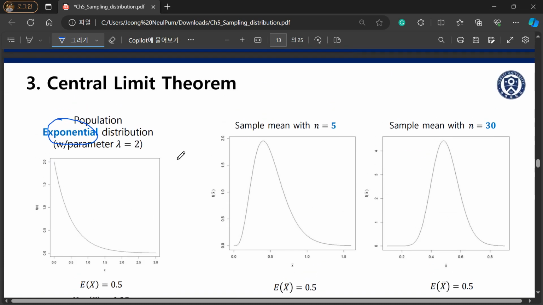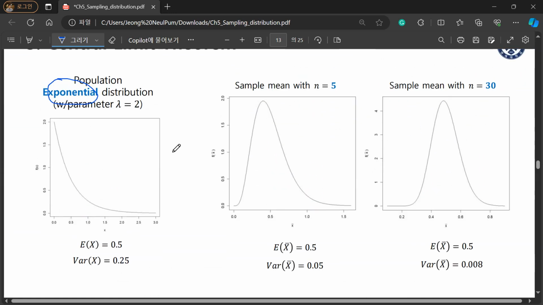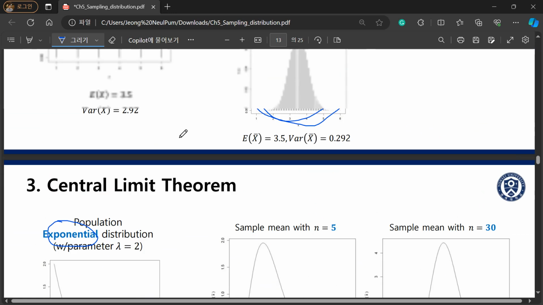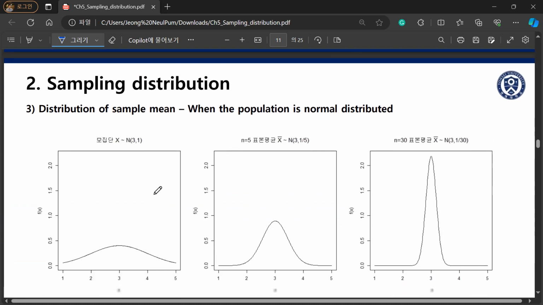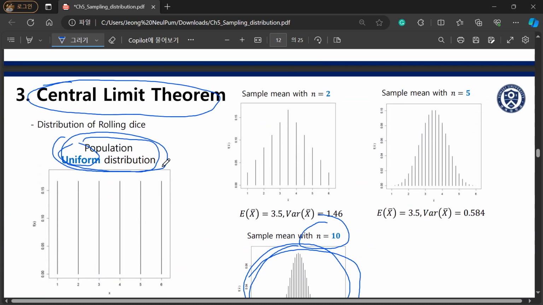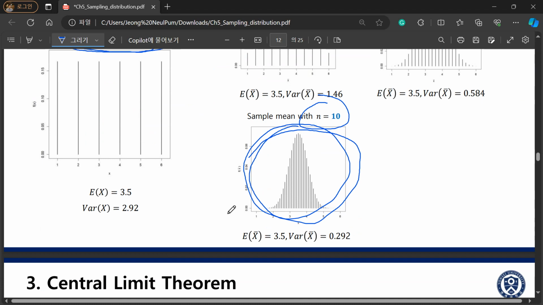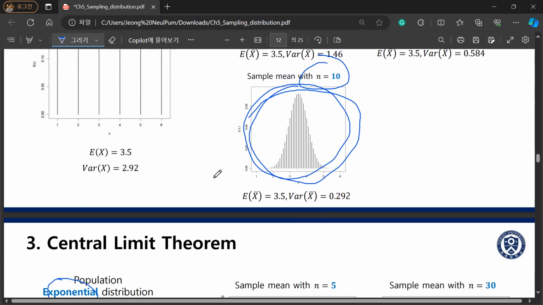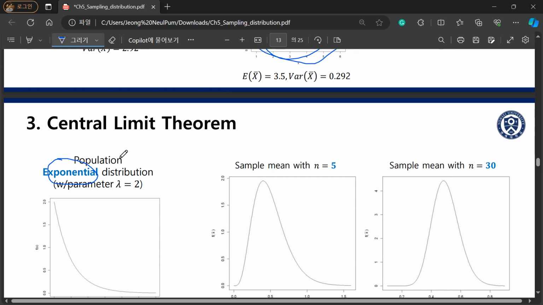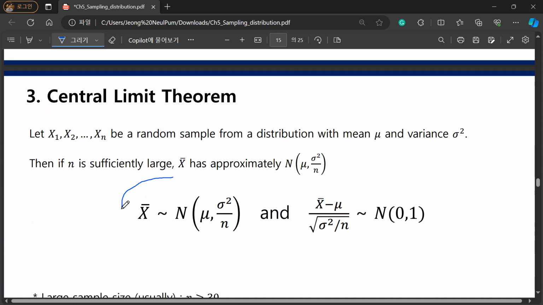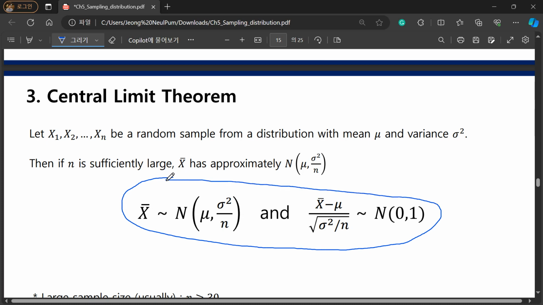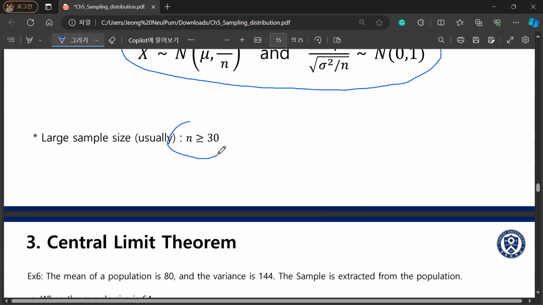Because this is just introductory statistics, what you have to do is just admit this phenomenon and accept the theorem without any doubt. So the central limit theorem is what it is here. It says the distribution of the sample mean is normal when n is large enough.